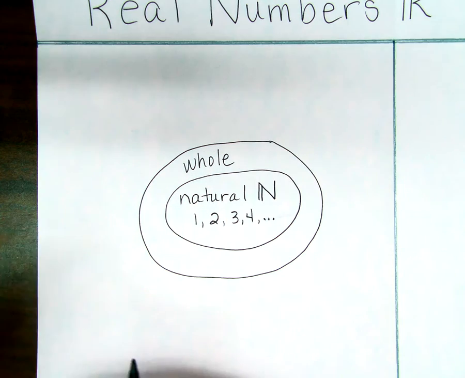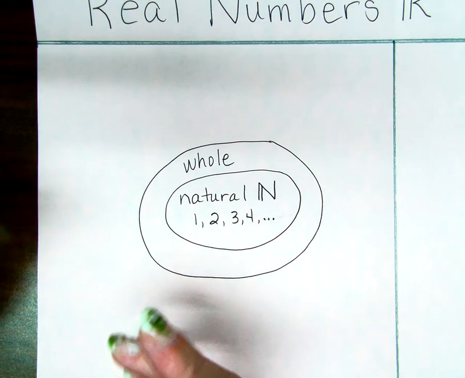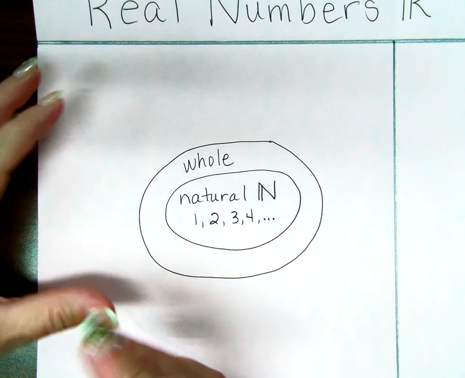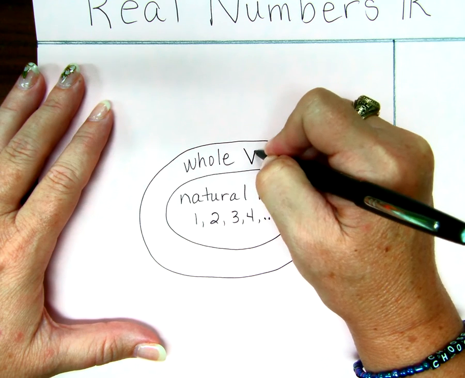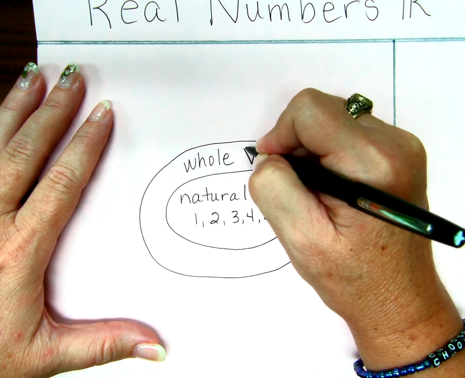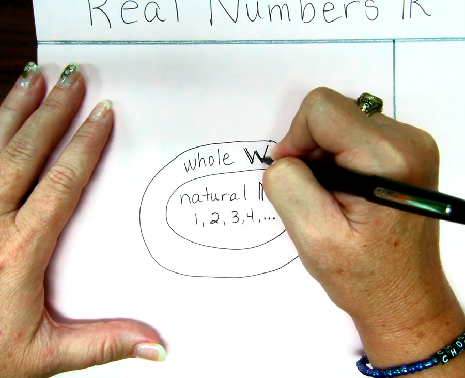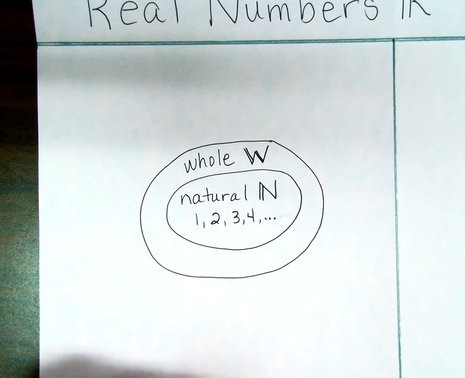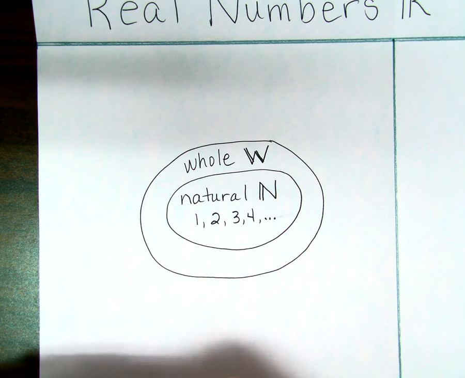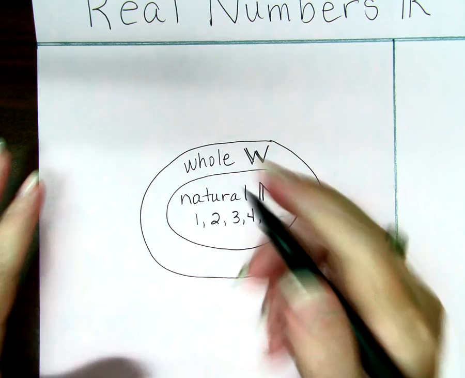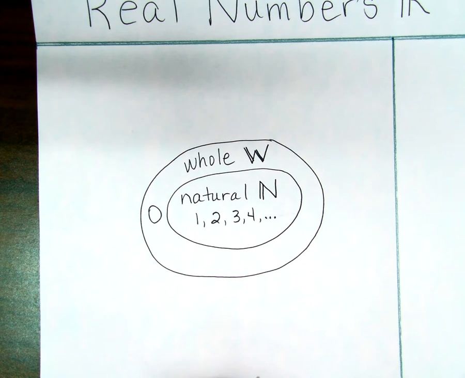They're whole numbers. What sort of symbol do you think represents whole numbers? A W, but this one actually has 2 extra lines. Ooh, very fancy. So what's a whole number that's not a natural number? There's only one. 0. 0 is a whole number, but it's not a natural number.